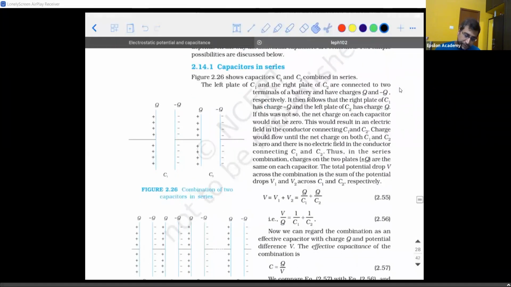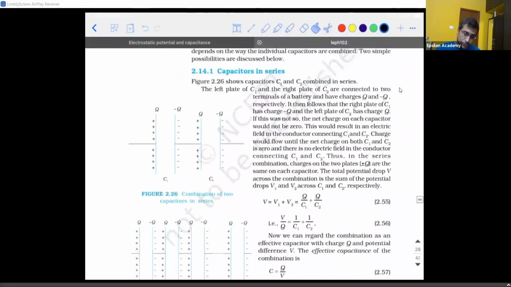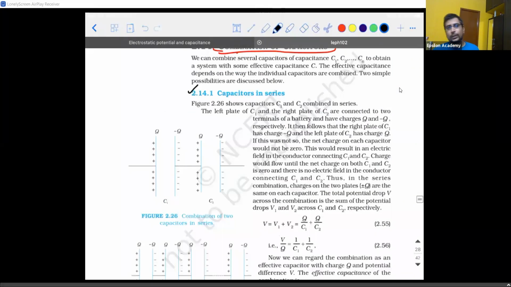So we saw capacitors in series also, right? So I hope that point also was clear. So when do we say the capacitors are connected in series? When?